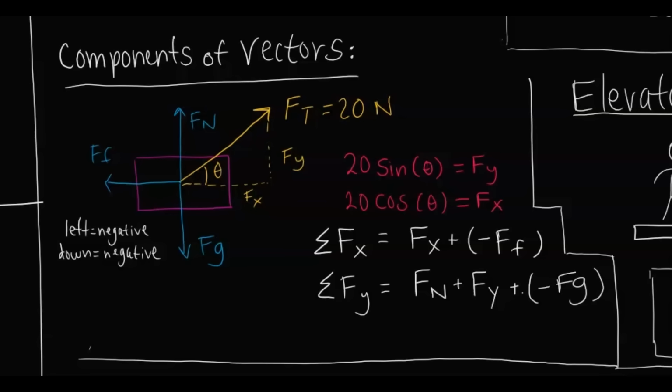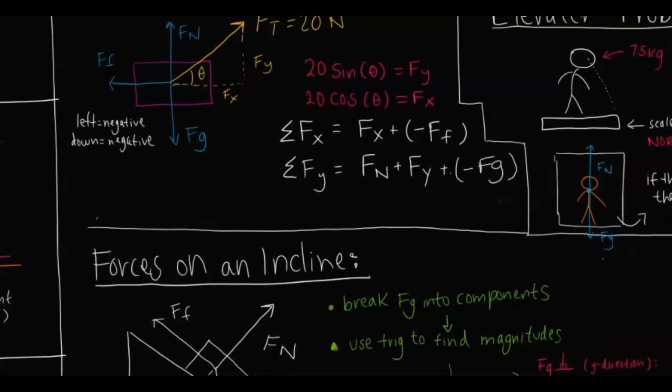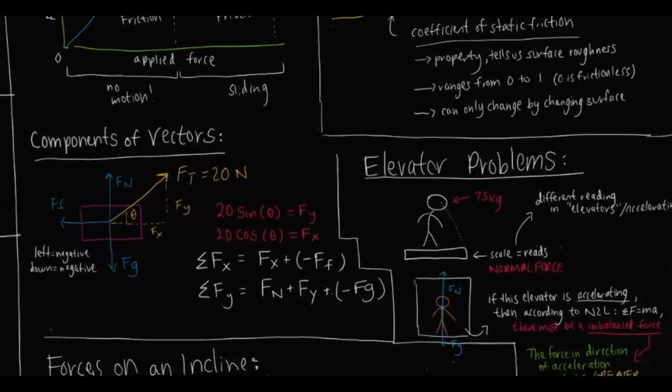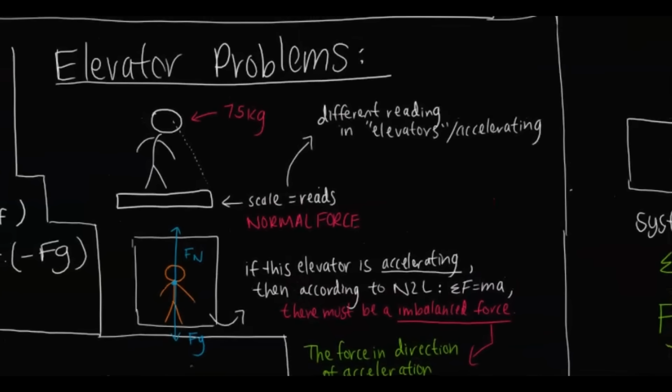All right, I think the next thing I want to go to is actually elevator problems. The elevator problems are a pretty simple topic, but basically what you need to know is that when you step on a scale, it's reading the normal force. So what this means is when you step on a scale, let's say on Earth versus on the moon, that's going to be different, right? Your mass is different from your weight.